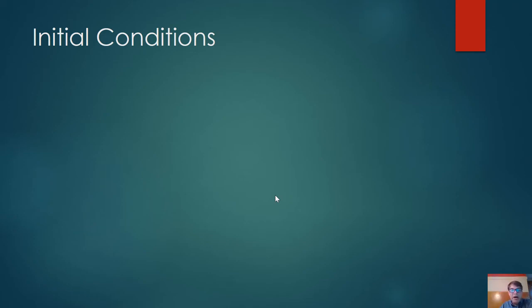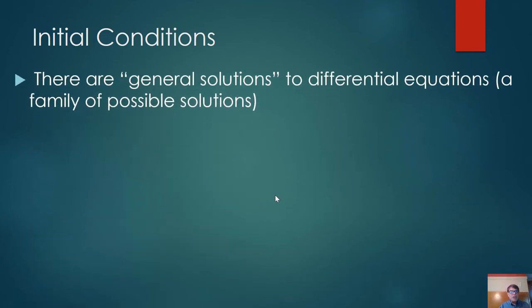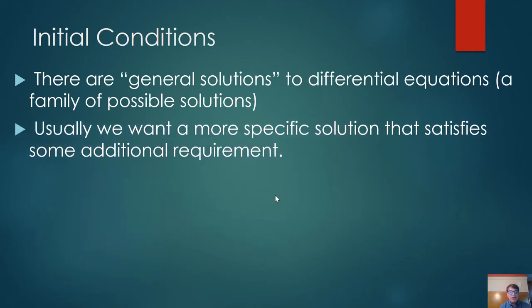Final slide, and then you'll be done with me. So, initial conditions. As I said, there are often many general solutions to a differential equation, a family of possible solutions, as we'll see when we get to the slope field video that is next in this chapter. But often, maybe usually, we want a more specific solution to a differential equation, one that satisfies some additional requirement. So yes, there are lots of these possible answers, but I want the answer that goes through the origin 0, 0, that kind of additional requirement.